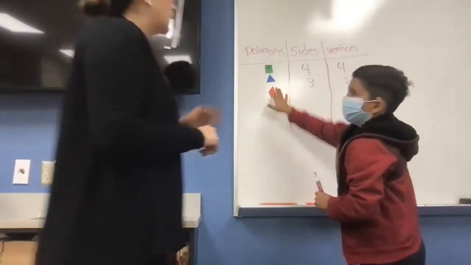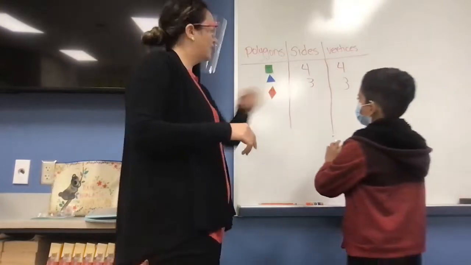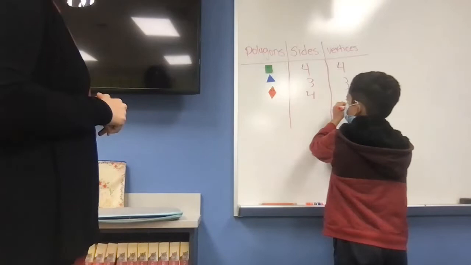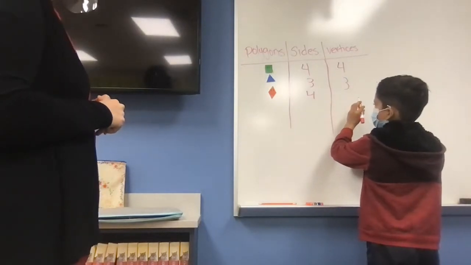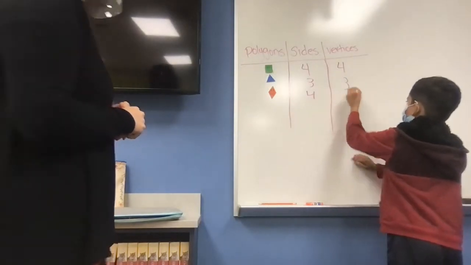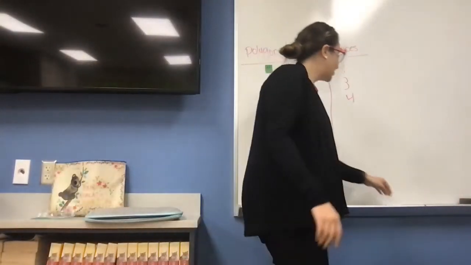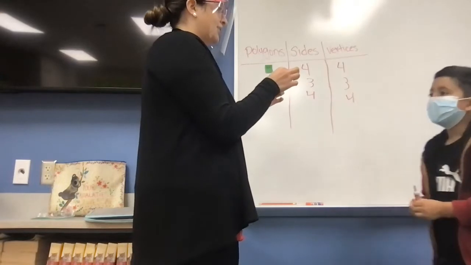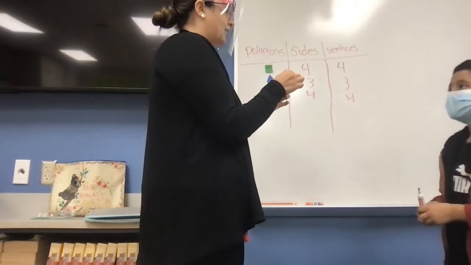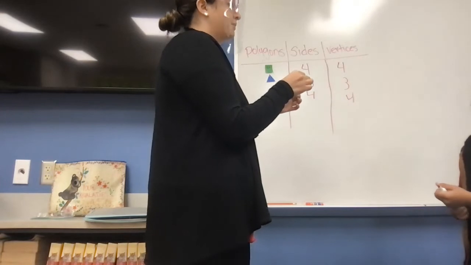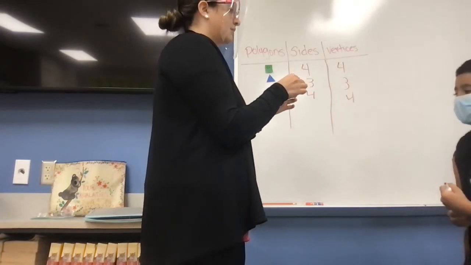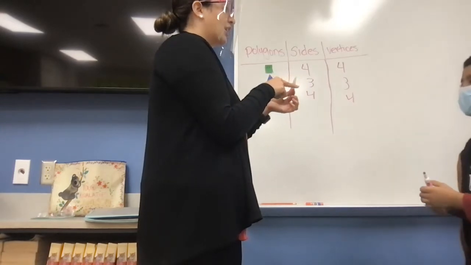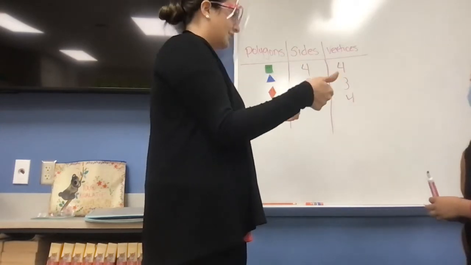And then now you know what to do next. How many sides and how many vertices? Good job. You got it. Next one we have a. You can tell me in Spanish. Triángulo. Sí, ponlos juntos.